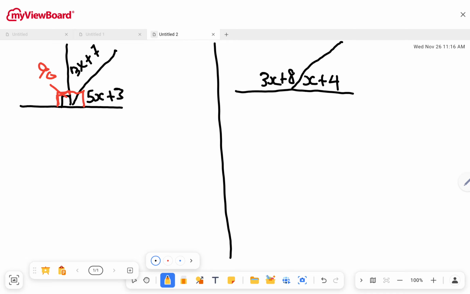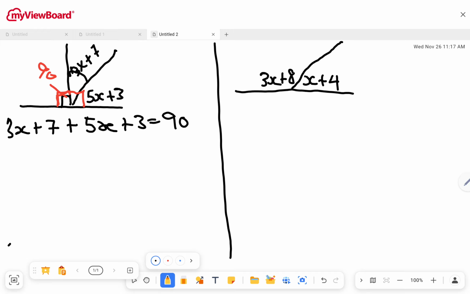So in this case, we are supposed to write this equation. 3x plus 7. Since these two angles, when they add up, they form 90 degrees, we must add these two angles and equate it to 90 degrees. So we have 3x plus 7 plus 5x plus 3 is equals to 90. That is how this question must be solved.